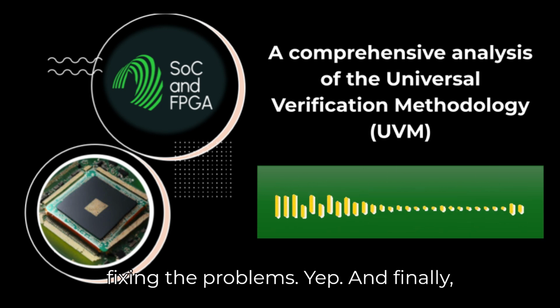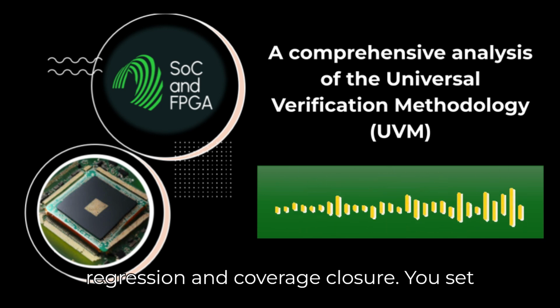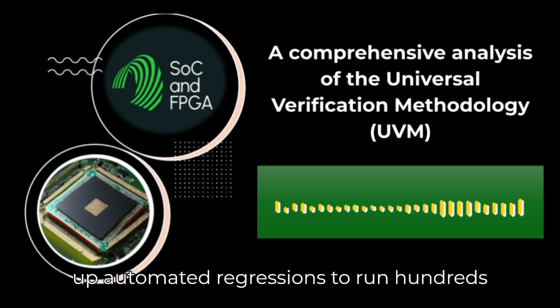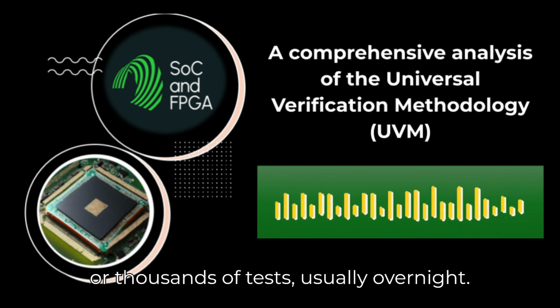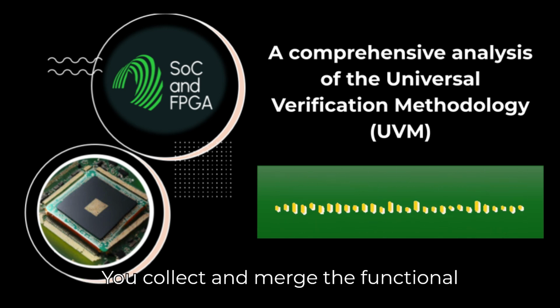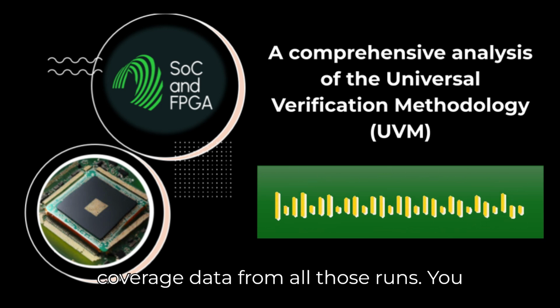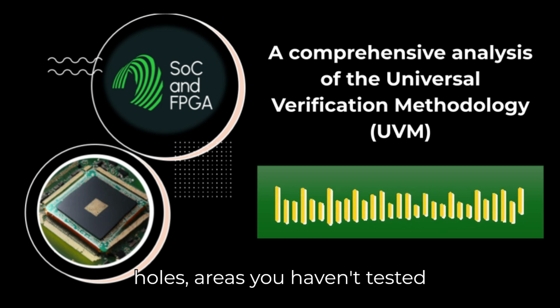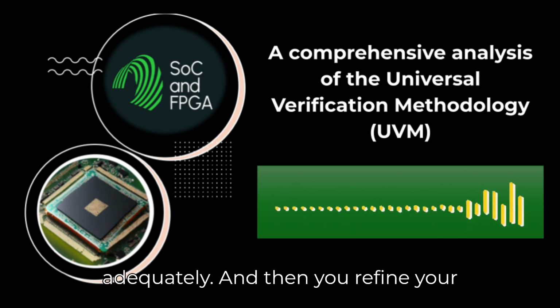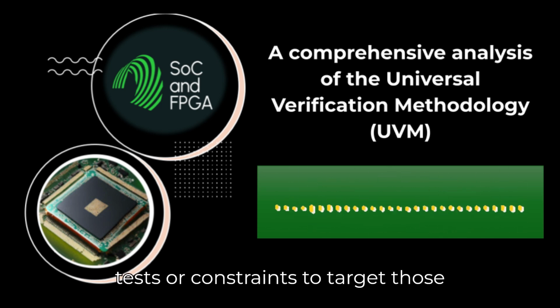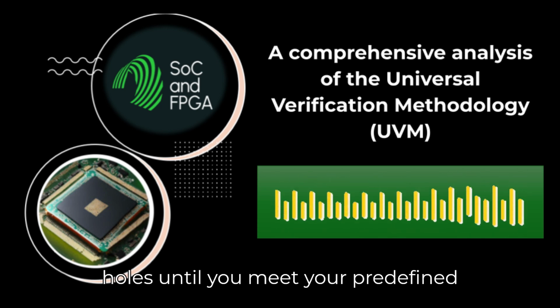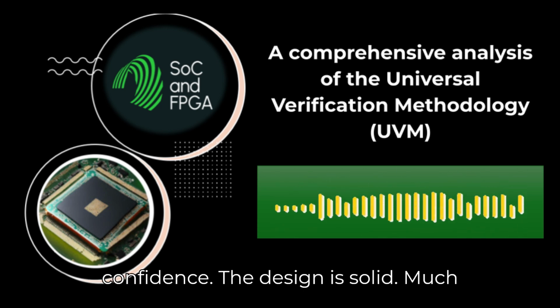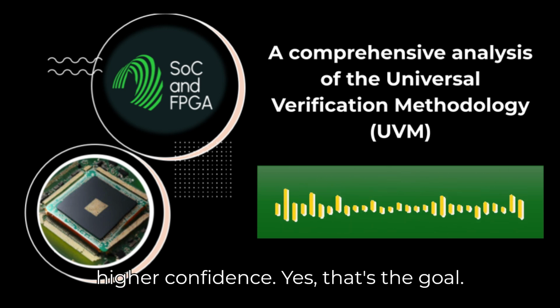Yep. And finally, regression and coverage closure. You set up automated regressions to run hundreds or thousands of tests, usually overnight. You collect and merge the functional coverage data from all those runs. You analyze the coverage reports to find holes, areas you haven't tested adequately. And then you refine your tests or constraints to target those holes until you meet your predefined coverage goals. And then you have high confidence the design is solid. Much higher confidence, yes. That's the goal.